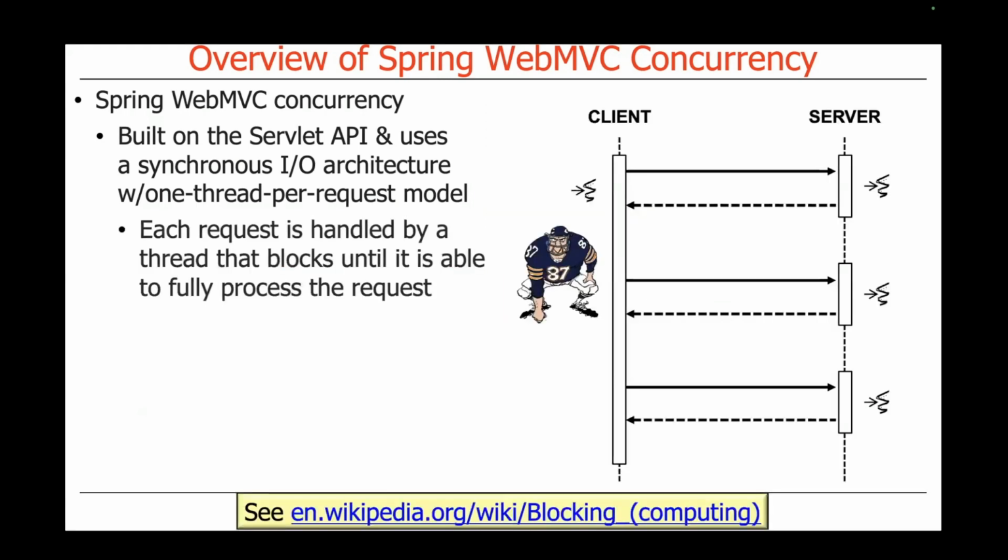Now, the way things work, since it's a synchronous model, is each request that comes in from a client is handled by a single thread, and that thread could block until it's able to fully process the request. And all that means is if the thread has to get access to something from a database, or it needs to wait on some type of synchronizer, or whatever it needs to do, it won't return control back to the caller, in this case to the servlet dispatcher, and of course, by extension, back to the client until the entire processing is done.